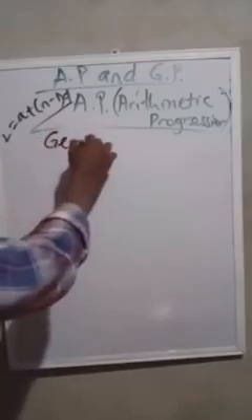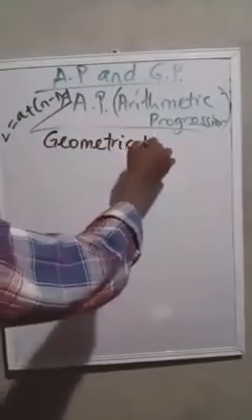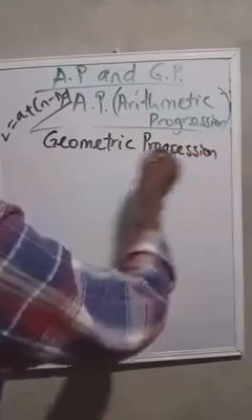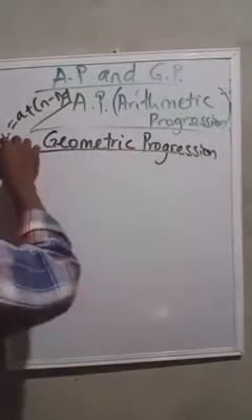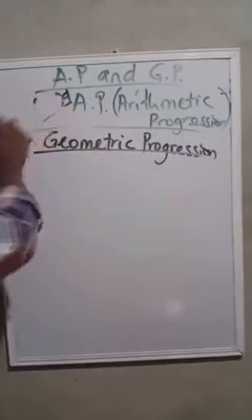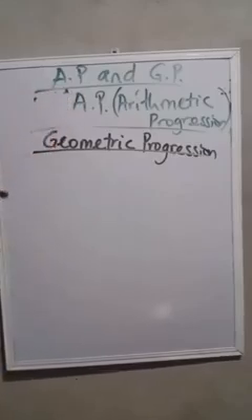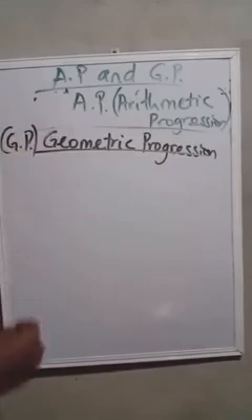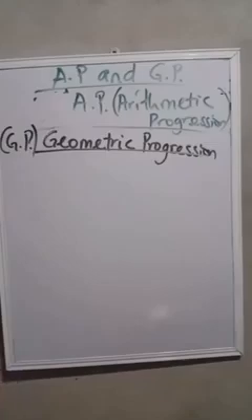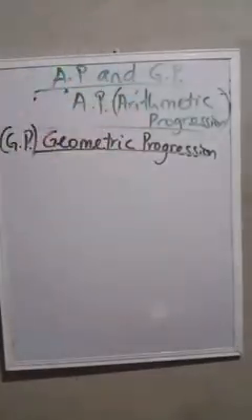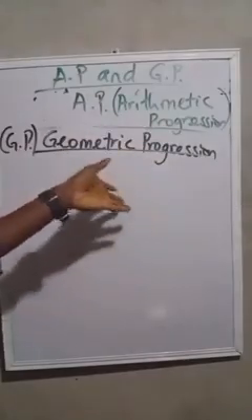Geometric progression is what we refer to as GP. That's GP. Now, the same way an arithmetic progression has sequence and series, geometric progression also has sequence and series. That's the same way it occurs for this also.